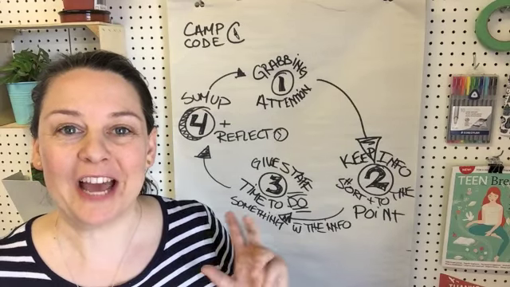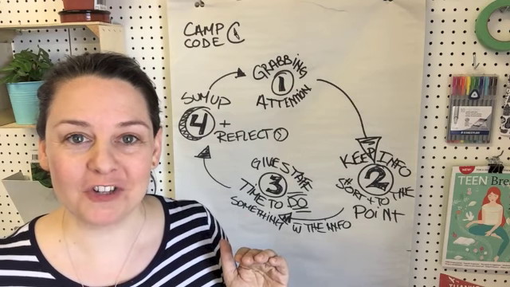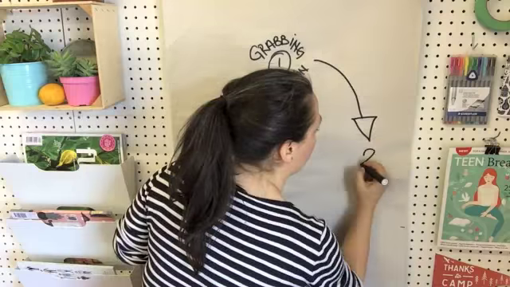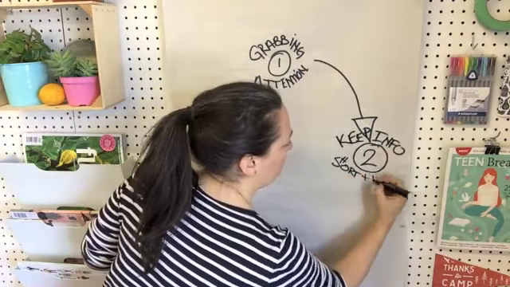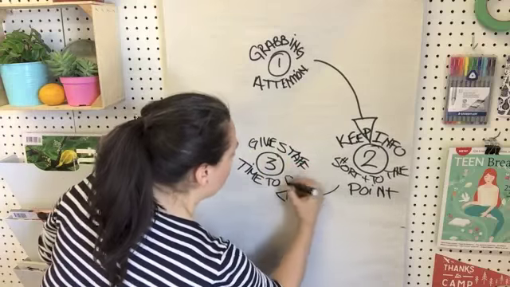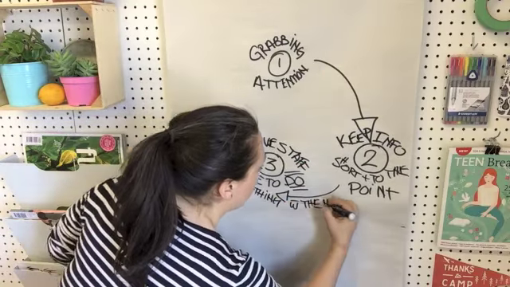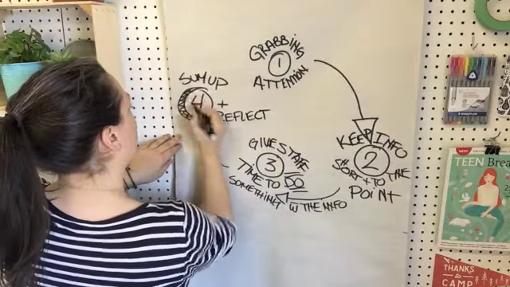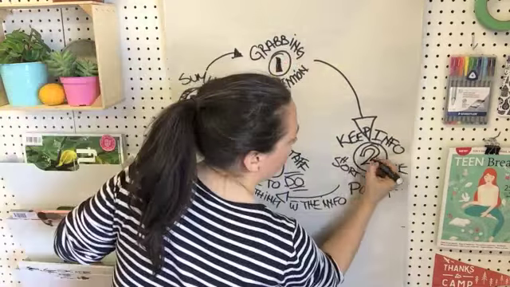Here are 4 steps to help staff not only care about what you're talking about, but also help them retain that information. 1, grab their attention. 2, keep the information very short and to the point. 3, give staff members the time to do something with that information. And 4, sum up what you talked about and give them a little opportunity to reflect.